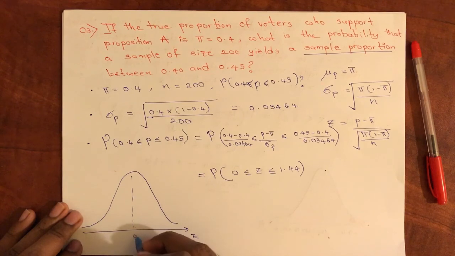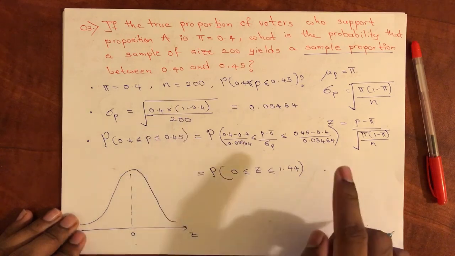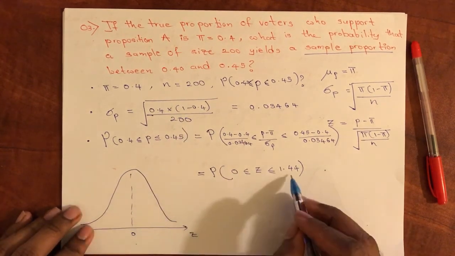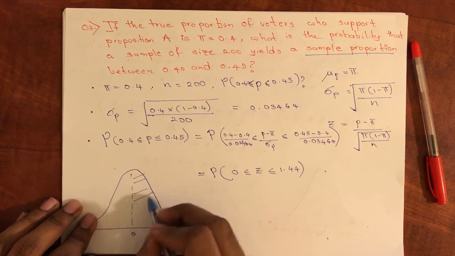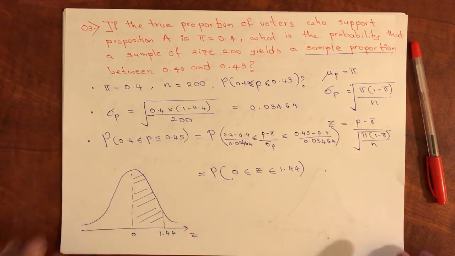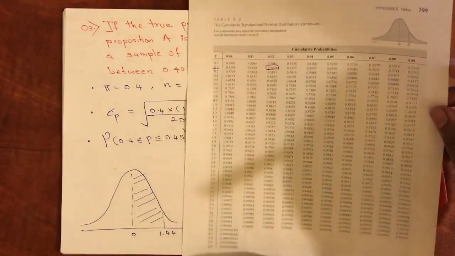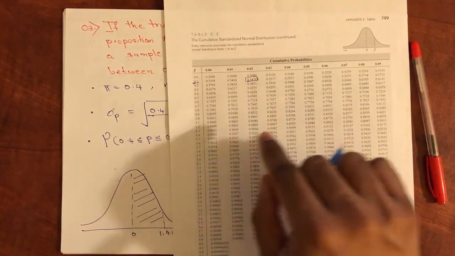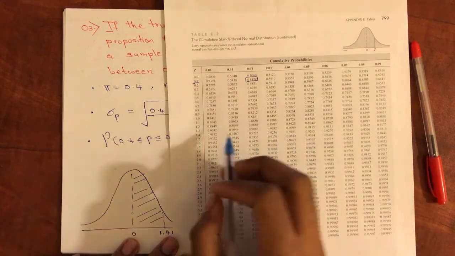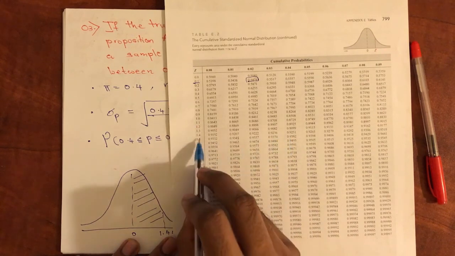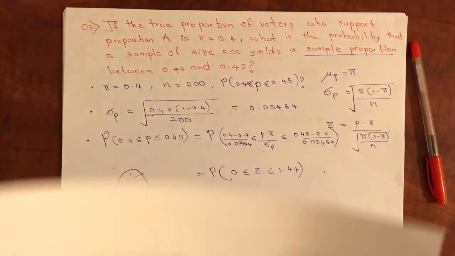Always remember to draw the curve, because that gives you some perspective, right? So the corresponding value here is 0, and you have the corresponding value of Z here as 1.44. What they're asking for is the area under this curve between 0 and 1.44. So you take your normal distribution table and look at 1.44, and see up to that point what the area under the curve is. So 1.4, and the corresponding column 0.04, gives you 0.9251, right?